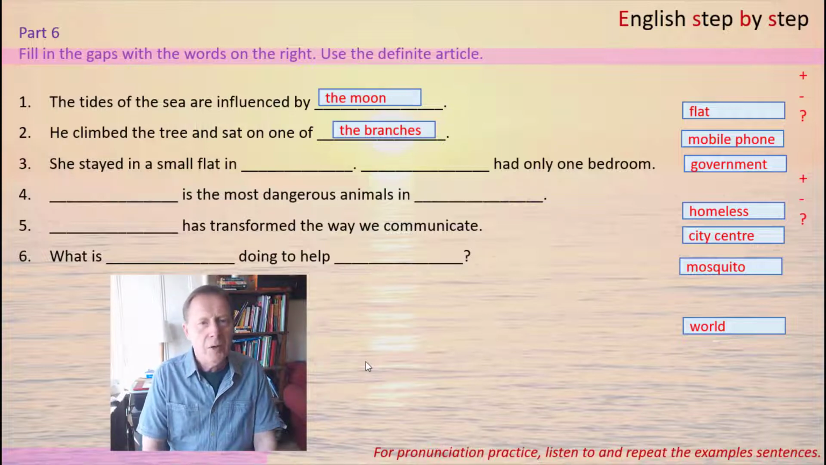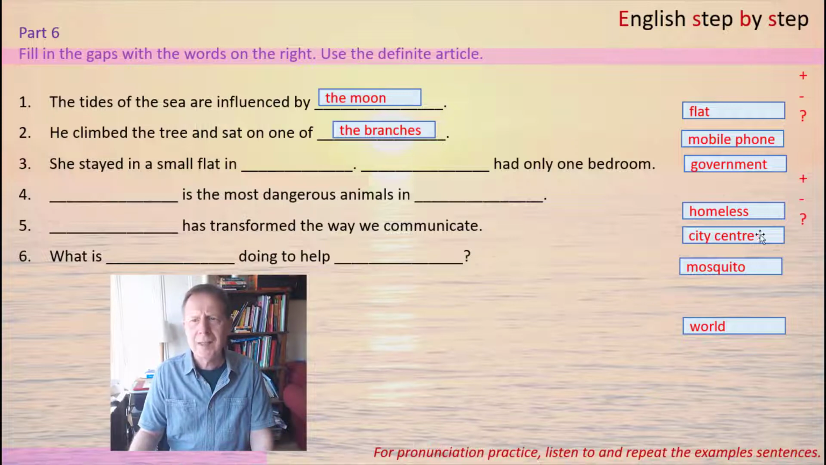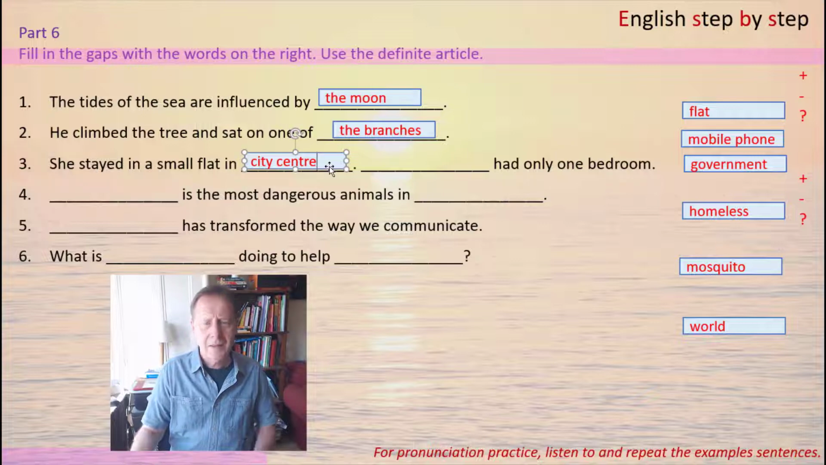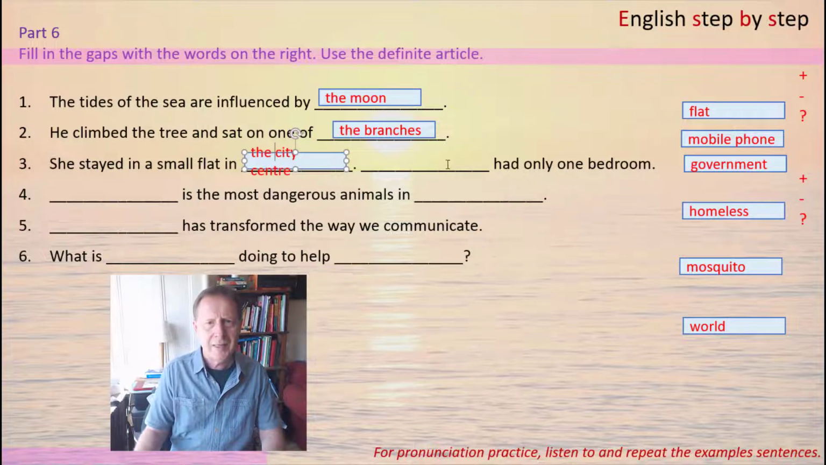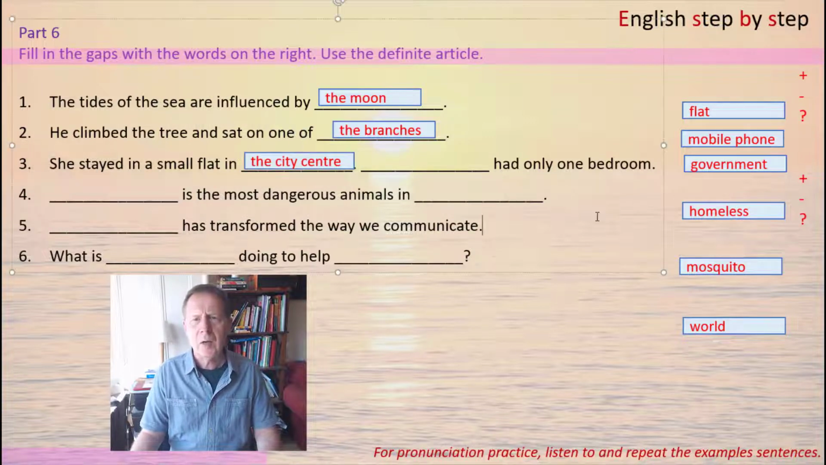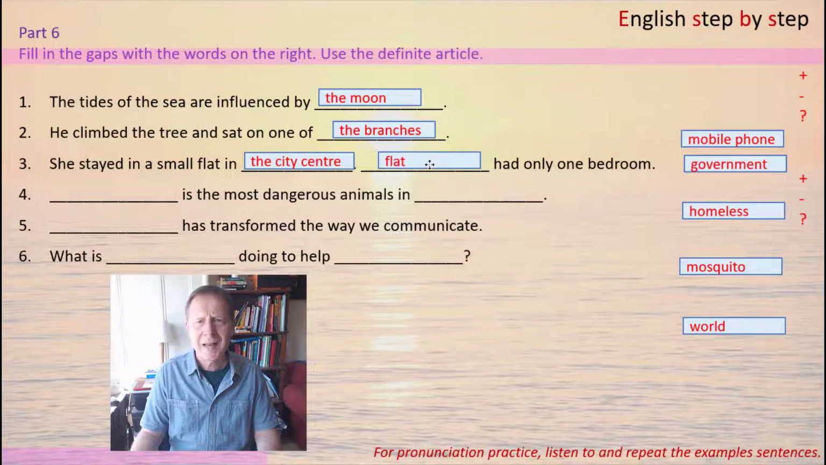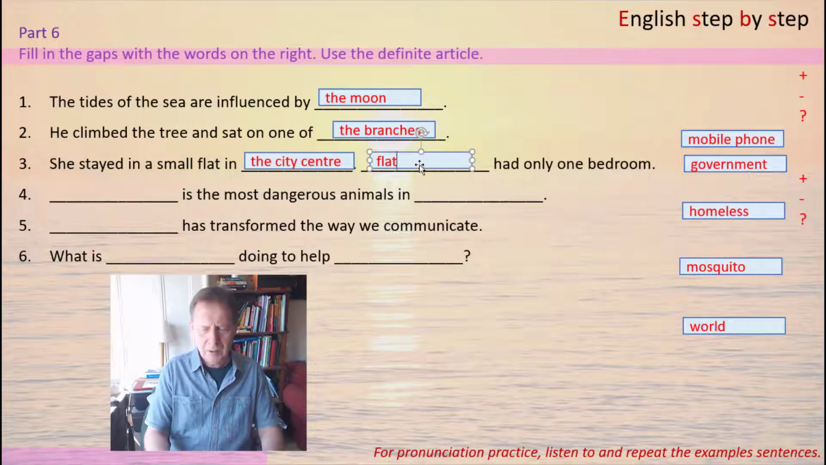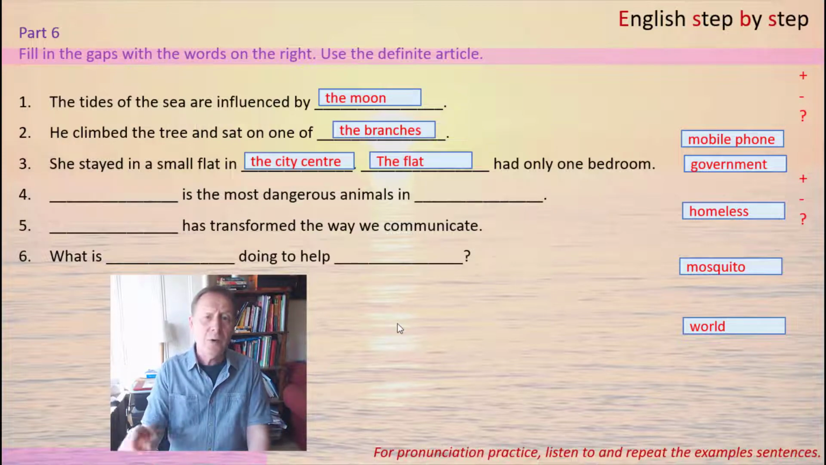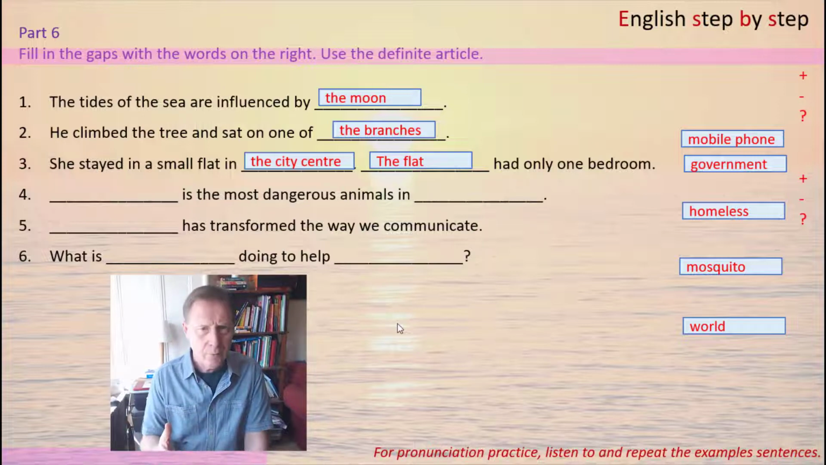Number 3, she stayed in a flat in, now here we need to use city centre and we have to put in the article which makes it the city centre. And the next part we're talking about the flat, so that's the second time the flat has been mentioned, so we need to use the definite article. In the first sentence it's a small flat, in the second sentence the flat.